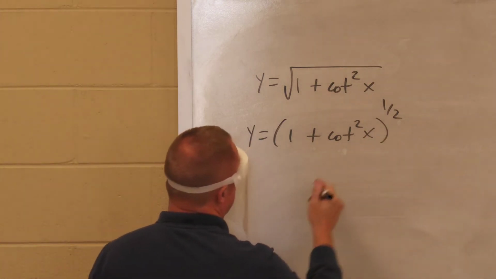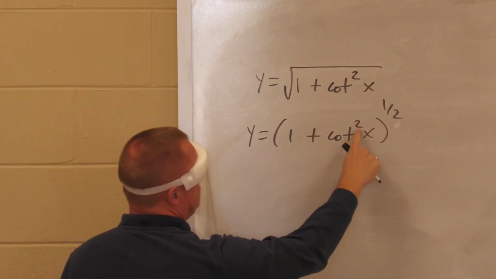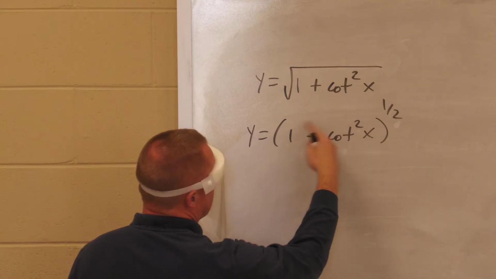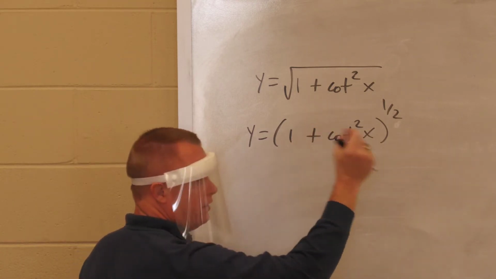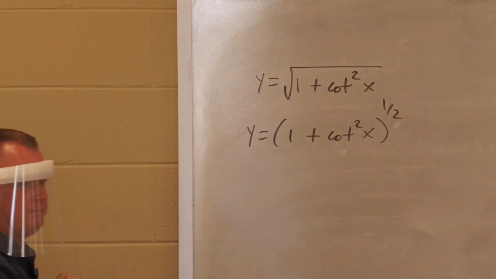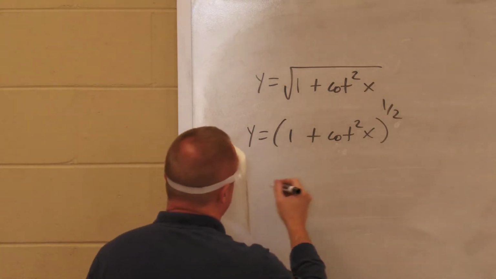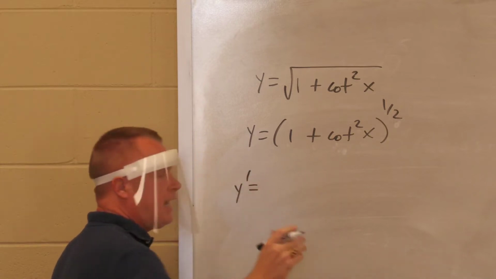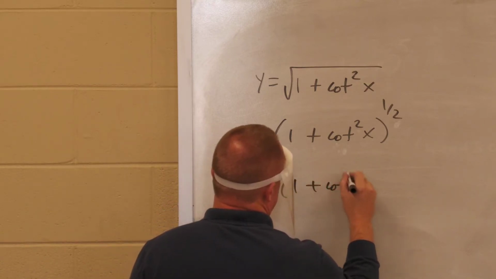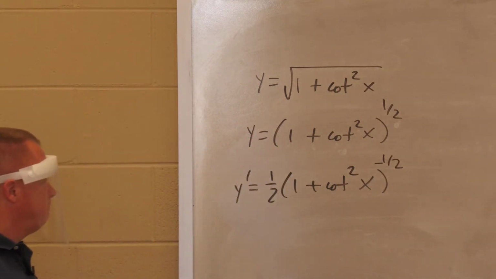Okay, you've got the big outside one is 1/2, right? Inside of that, you got 1 plus cotangent squared. We don't have a derivative for cotangent squared. We have cotangent. So you could say inside there would be 1 plus this squared. Then inside of it would be cotangent. Let's go through it. All right, so derivative. Take care of the outside one first. So multiply by 1/2. Subtract 1 from the exponent. Get negative 1/2. Okay?